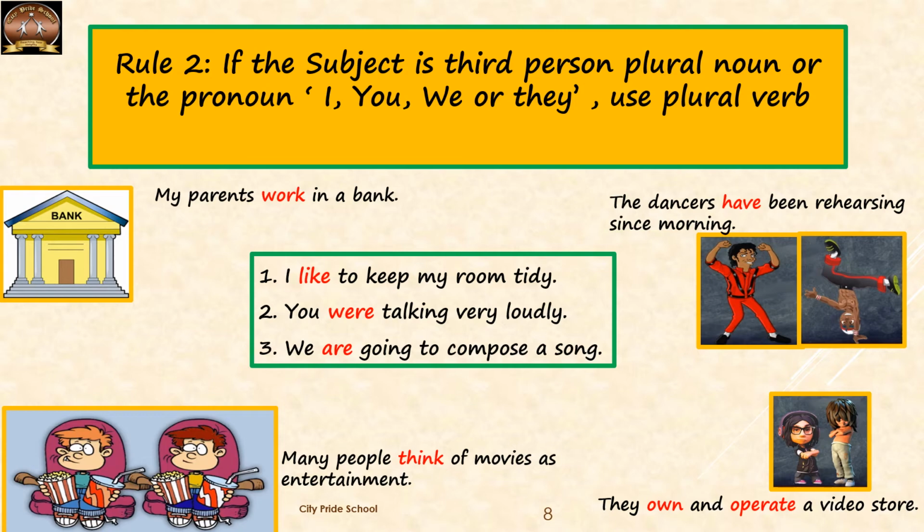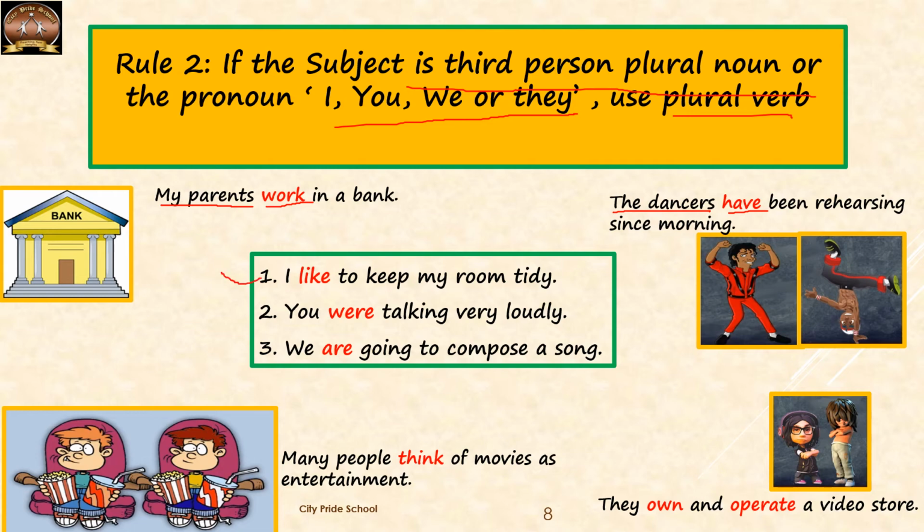Rule number 2 is if the subject is a third person plural noun or pronouns like I, you, we or they, then we must use a plural verb. The examples are: my parents is a plural subject, so it will take a plural verb, which is the root form of the verb. My parents work in a bank. The dancers is a plural subject, will take have, which is a plural verb. So the dancers have been rehearsing since morning.